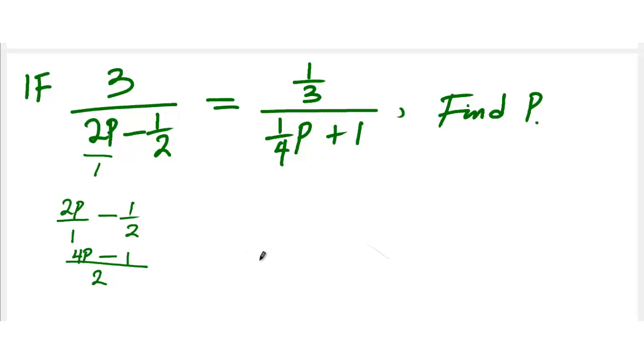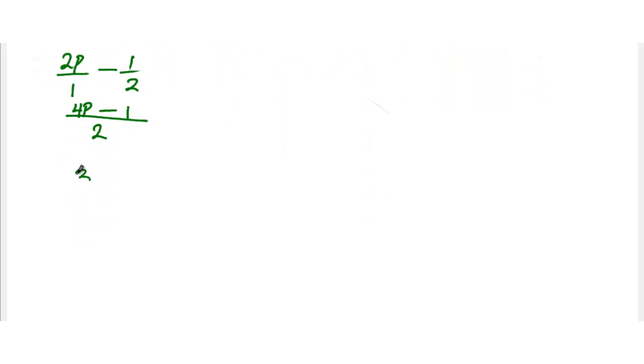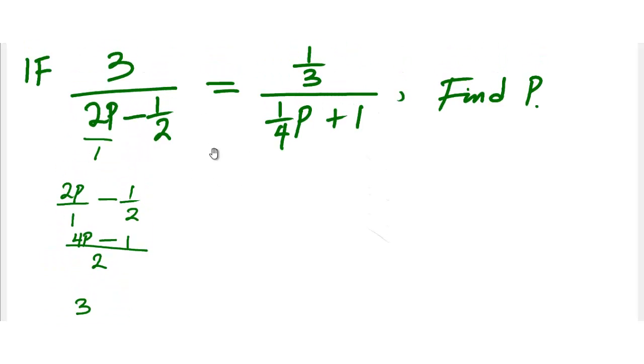So if I want to rewrite this particular equation, I can write it as 3 over 4P minus 1 over 2. Please notice that this division is thick. There's a reason for that. So let me come back to this side.